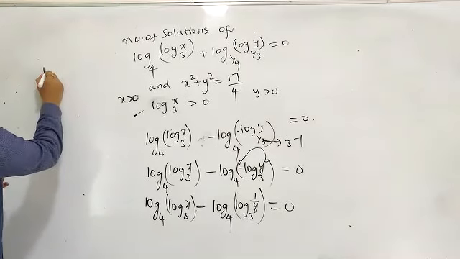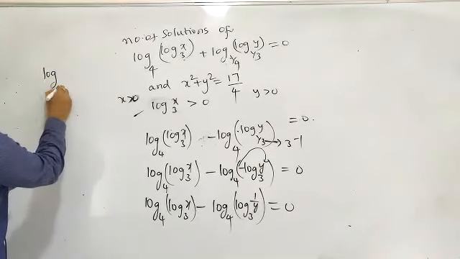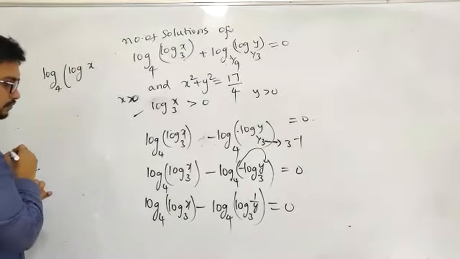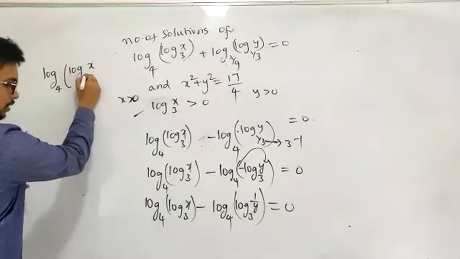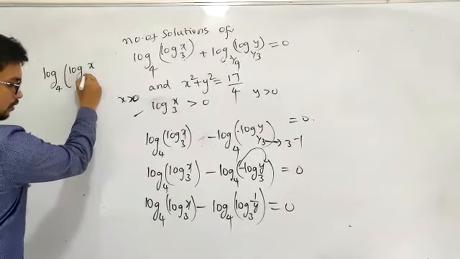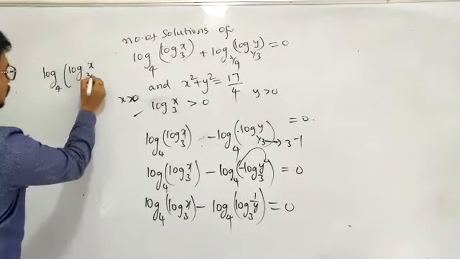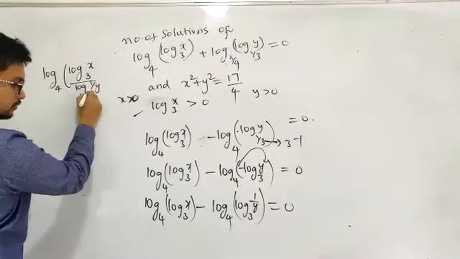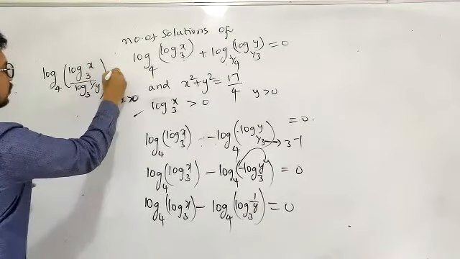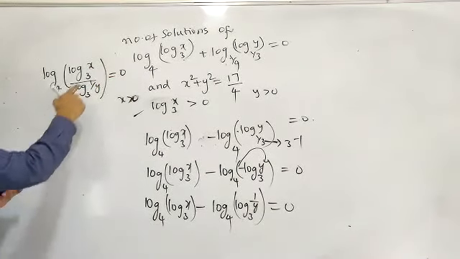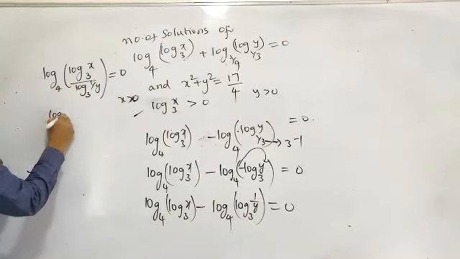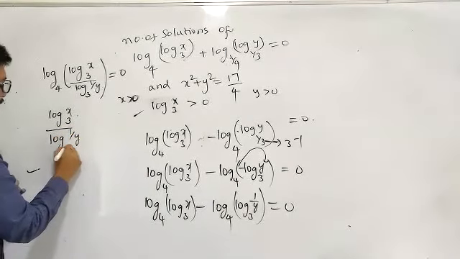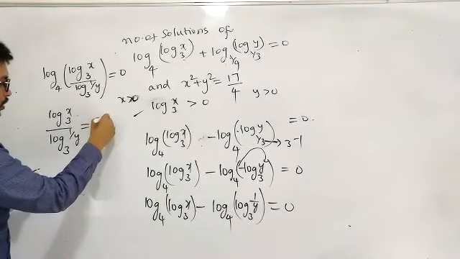So this is log a by log b. So I'll write it as log to the base 4. This is log of x to the base 3 by log of 1 by y to the base 3 is equal to 0. As you got this one 0, you'll be getting it as log of log x by log 3, this is log 1 by y to the base 3. This value will be equal to 1.